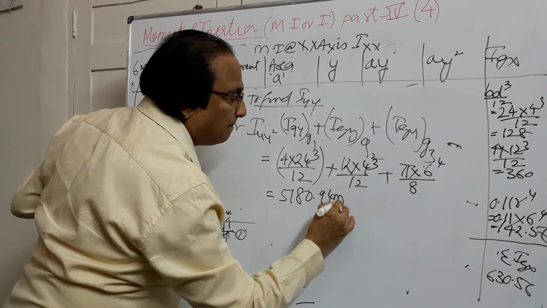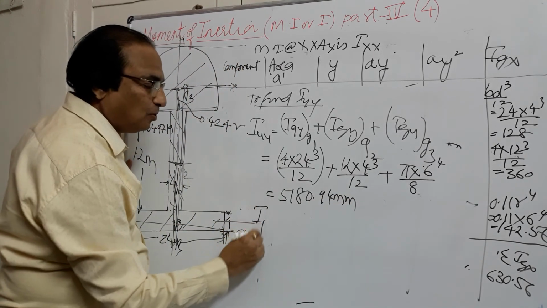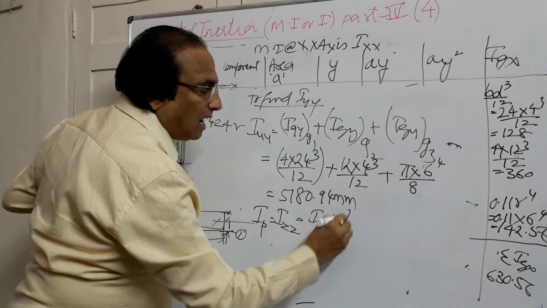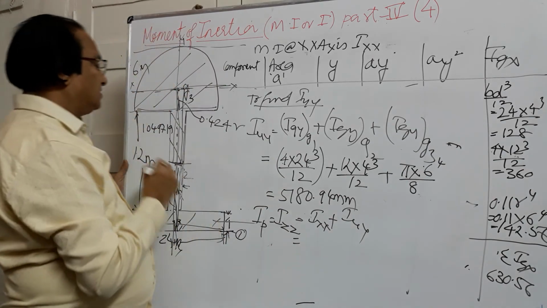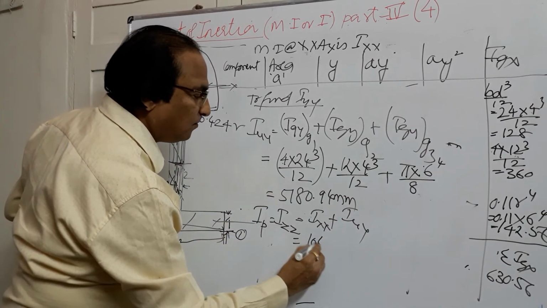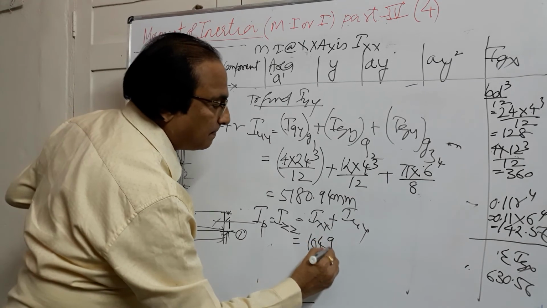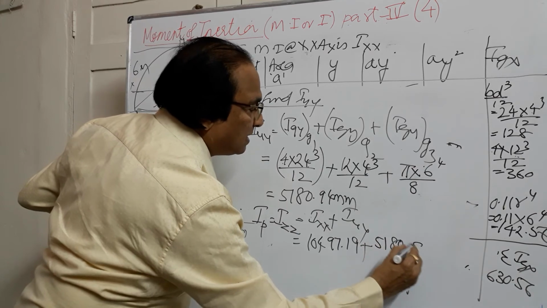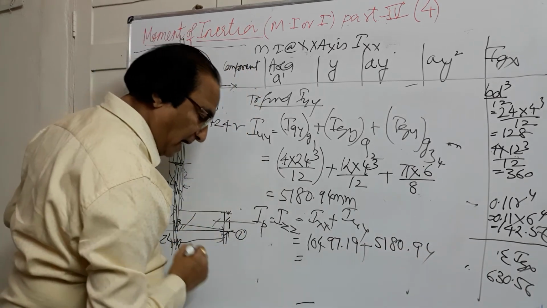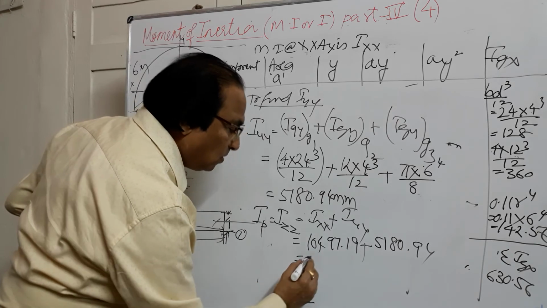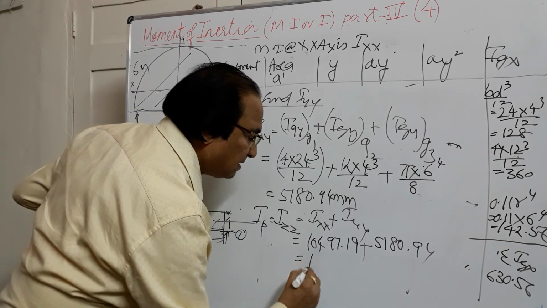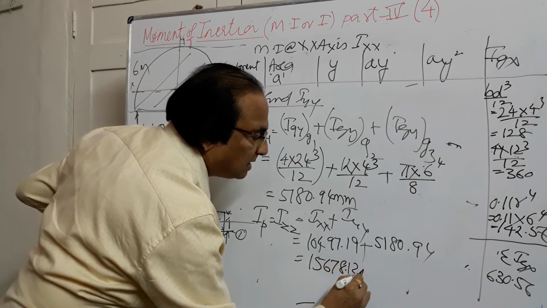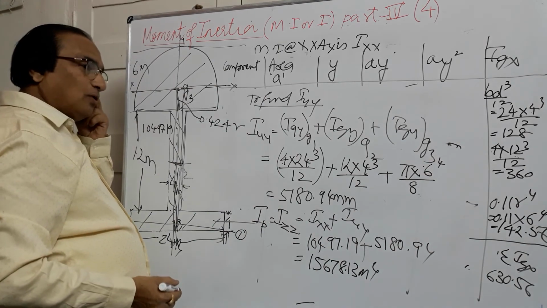5180.94 mm. So we are interested in polar moment of inertia, which is nothing but IZZ, which is nothing but IXX plus IYY. So if I take IXX, we have got the value as 10497.19 plus IYY is 5180.94. So this value of IZZ will be equal to 15678.13 meter raised to 4. So this is the polar moment of inertia.